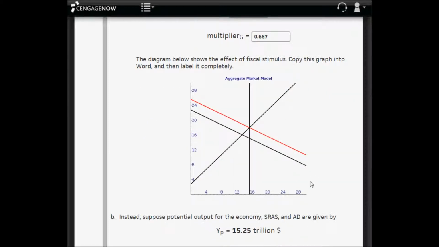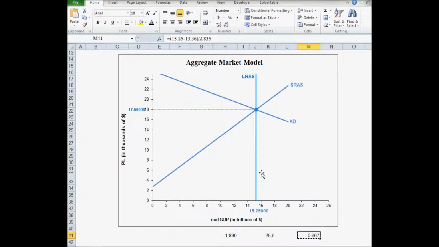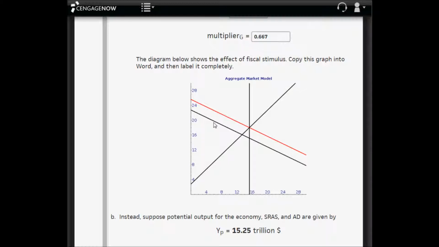This diagram shows the exact same thing that's going on here, except it gives you the initial and the final aggregate demand curve. So the initial aggregate demand curve is here. After the increase in government expenditure, we have a new aggregate demand curve here. So we have this increase in GDP caused by the increase in government expenditure.